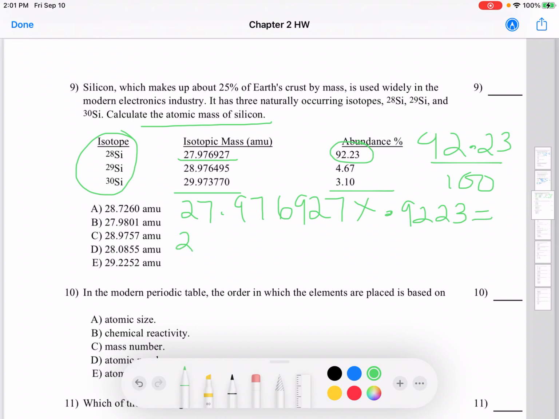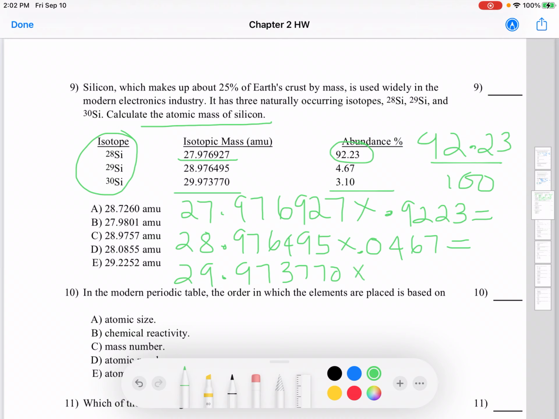And then you take the other number, 28.976495, times 4.67%, meaning 4.67 divided by 100, 0.0467, and you get the answer for that. And then 29.973770 times 3.10%. 3.10% is 0.0310. You get the answer.